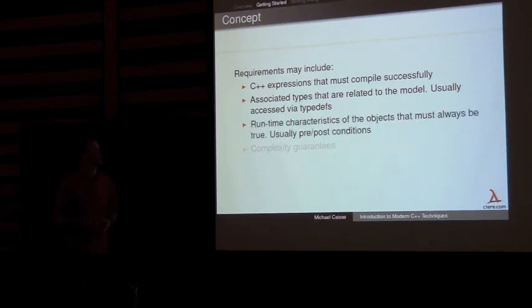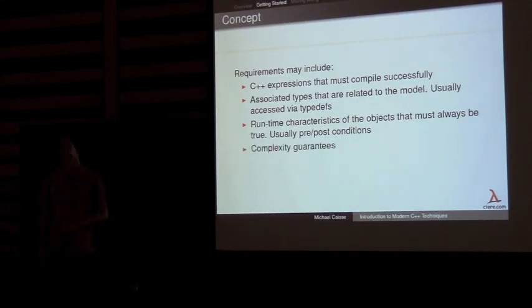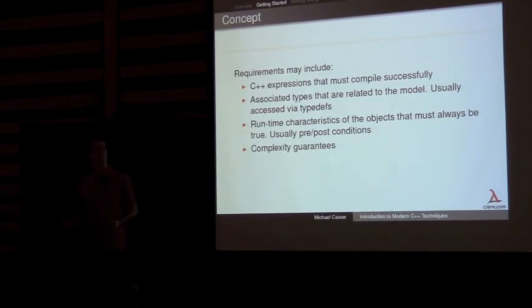Runtime characteristics of the objects that must always be true. Pre and post conditions. And complexity guarantees. So templates are really cool, but if we don't have a way to talk about what the requirements are on the types, then we can't communicate that to someone else.